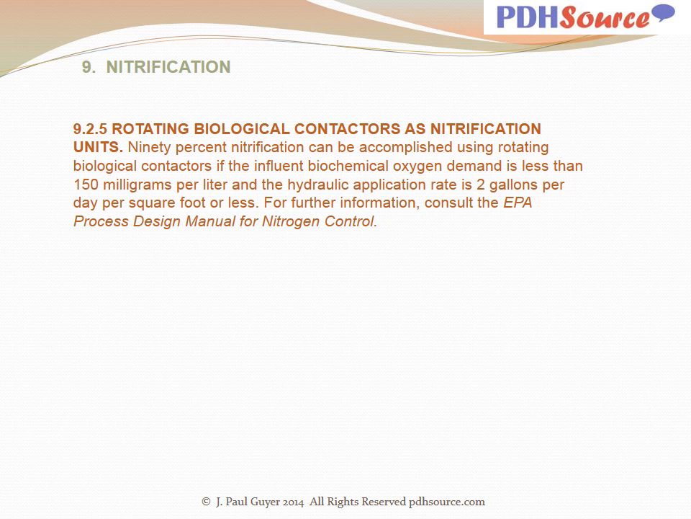With regard to rotating biological contactors as nitrification units, 90% nitrification can be accomplished using rotating biological contactors if the influent biochemical oxygen demand is less than 150 milligrams per liter and the hydraulic application rate is 2 gallons per day per square foot or less. For further information, refer to the EPA Process Design Manual for Nitrogen Control.